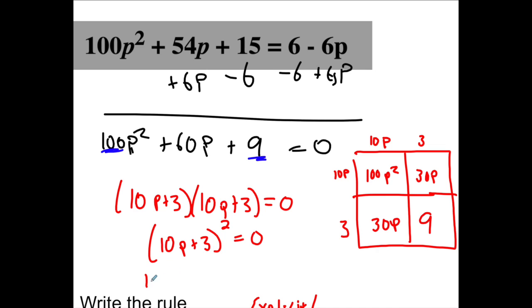So we just have to solve 10p plus 3 equals 0, and the answer to that is p equals -3/10, or -0.3.